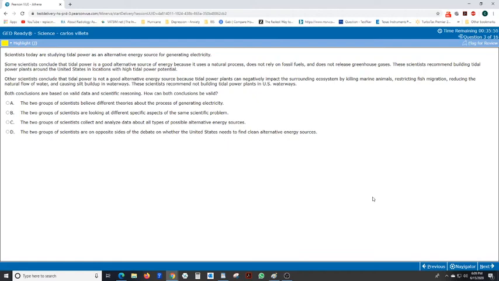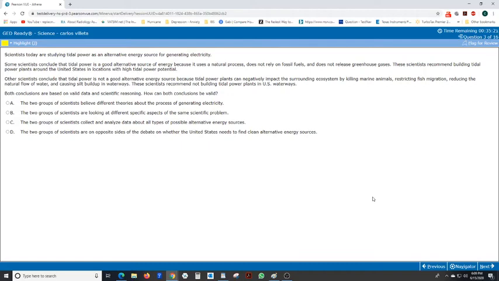So let's take a look at the answers we have here. It says, A, the two groups of scientists believe different theories about the process. No, they both understand that it does generate electricity. So that's not in question. So it can't be A. B, the two groups of scientists are looking at different specific aspects of the same scientific problem. It could be B, okay? C, the two groups of scientists collect and analyze data about all types of possible alternative energy sources. No, it doesn't say that here. They're just talking about tidal power.